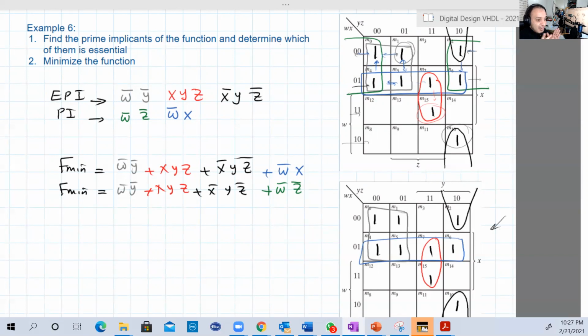Okay guys, so this was basically how to find prime implicants. Then some of these prime implicants will be essential. The second step is to find which prime implicants are essential, and based on that we can get the minimized or simplified version of any Boolean function using, of course, the Karnaugh map.